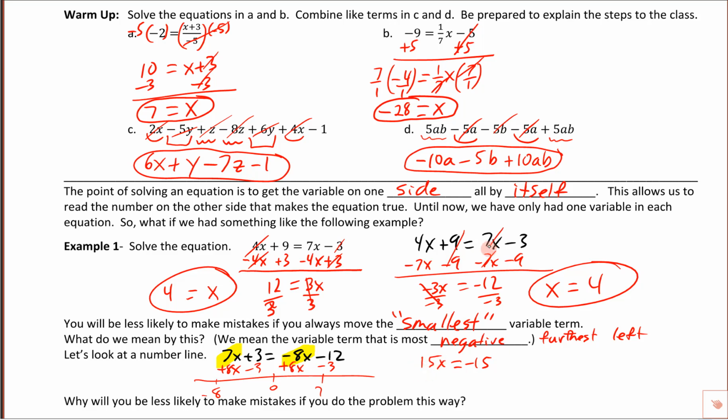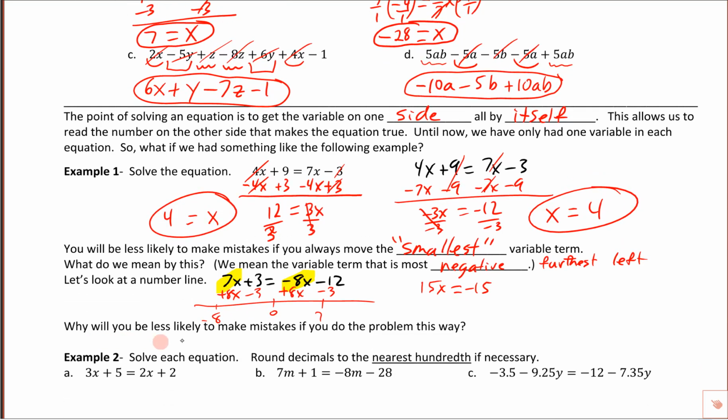Notice that up here when we moved the bigger one, so 7x is bigger than 4x, when we moved the bigger one we had a negative coefficient, but when we moved the smallest one over here we end up with a positive coefficient. And so let's kind of summarize that. Why would you be less likely to make mistakes if you do the problem this way? We end up working with fewer negatives.